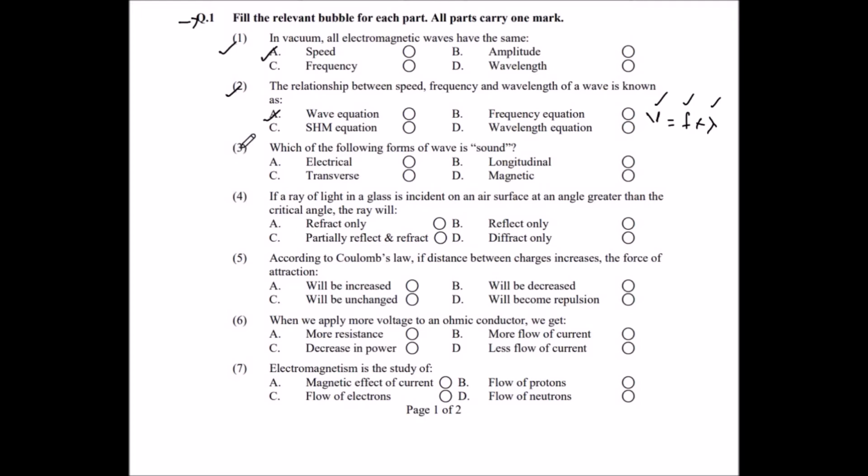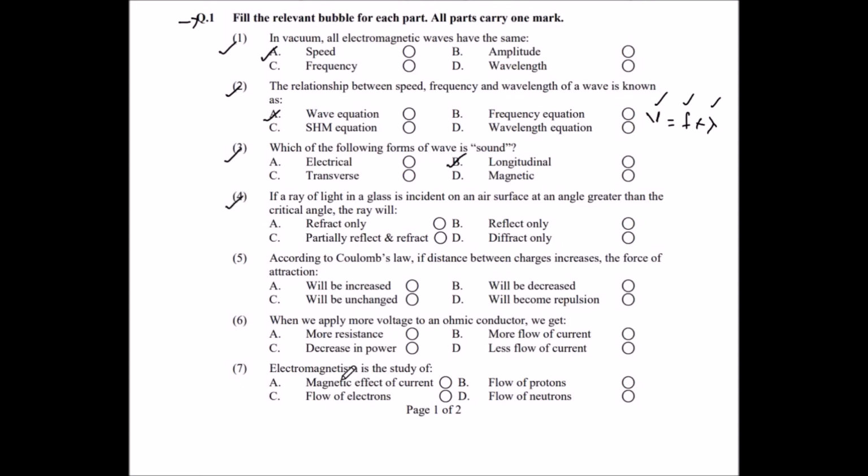Question number 3. Which of the following forms of a wave is sound? Electrical, longitudinal, transverse and magnetic. Remember one thing, sound waves are longitudinal in nature. So you have to select the nature of sound wave in this question. That's why option B is the right answer.